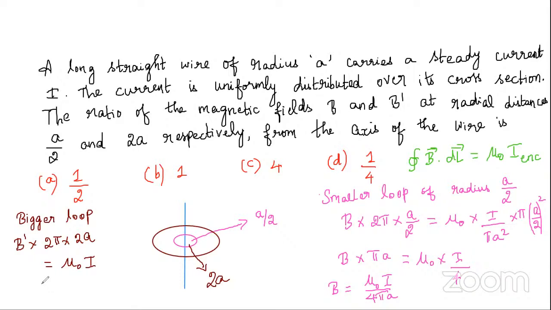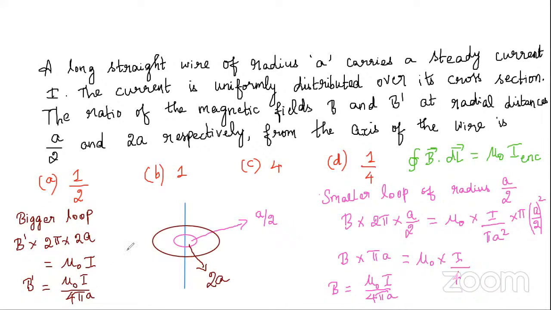So B prime into 2 pi into 2a equal to mu naught I. So B prime here is actually mu naught I by 4 pi A. From this equation, B prime into 4 pi A equal to mu naught I. And then B prime is equal to mu naught I by 4 pi A.